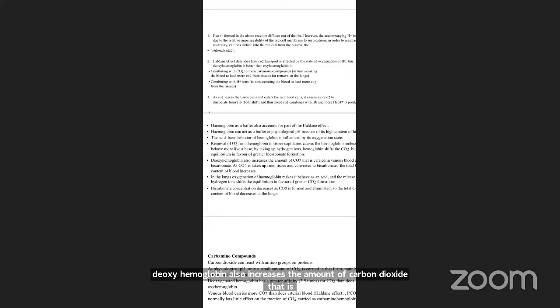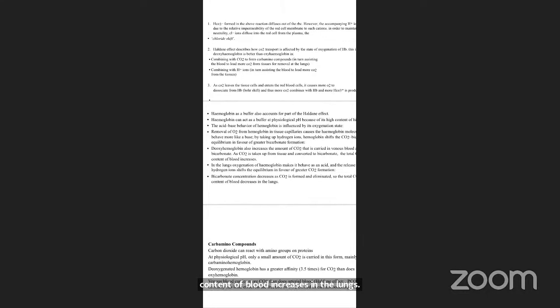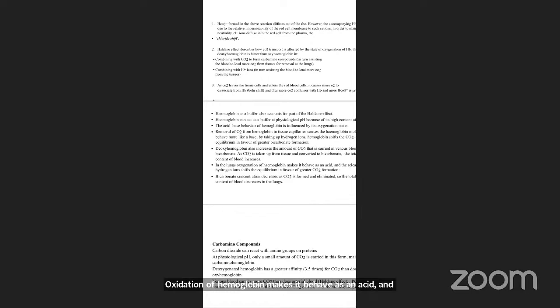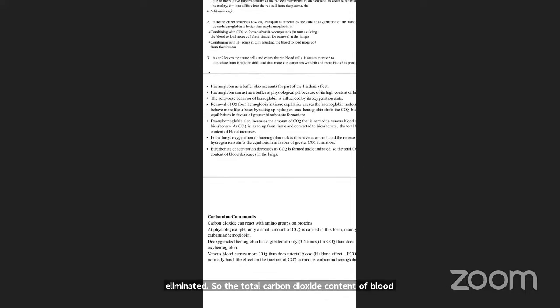Deoxyhemoglobin also increases the amount of carbon dioxide that is carried in venous blood as bicarbonate. As carbon dioxide is taken up from the tissue and converted to bicarbonate, the total carbon dioxide content of blood increases. In the lungs, oxygenation of hemoglobin makes it behave as an acid, and the release of hydrogen ions shifts the equilibrium in favor of greater carbon dioxide formation. So bicarbonate concentration decreases as carbon dioxide is formed and eliminated. So the total carbon dioxide content of blood decreases in the lungs.